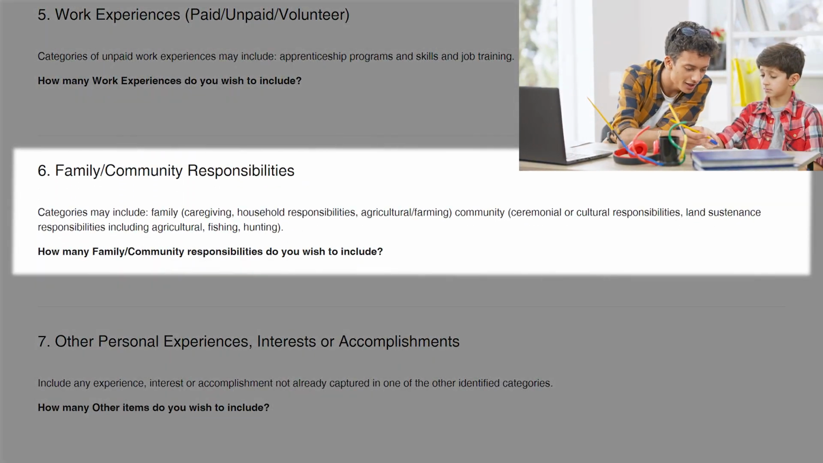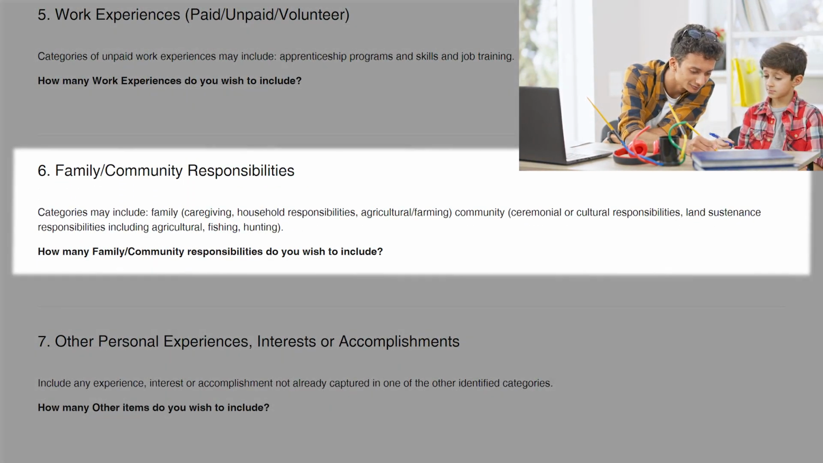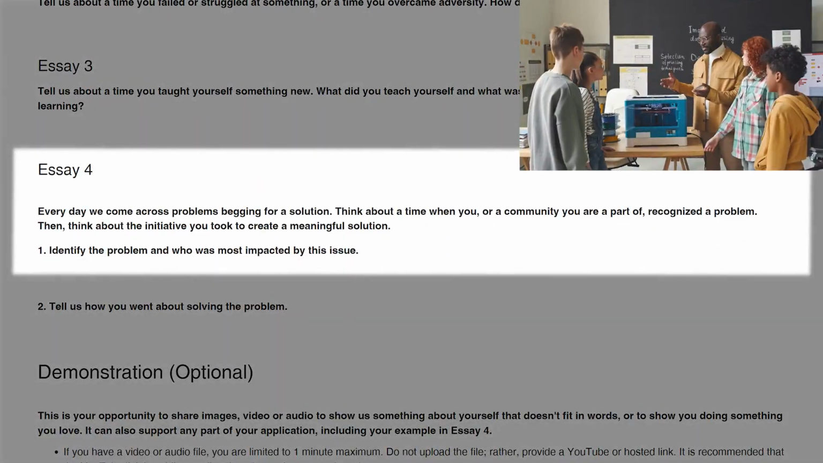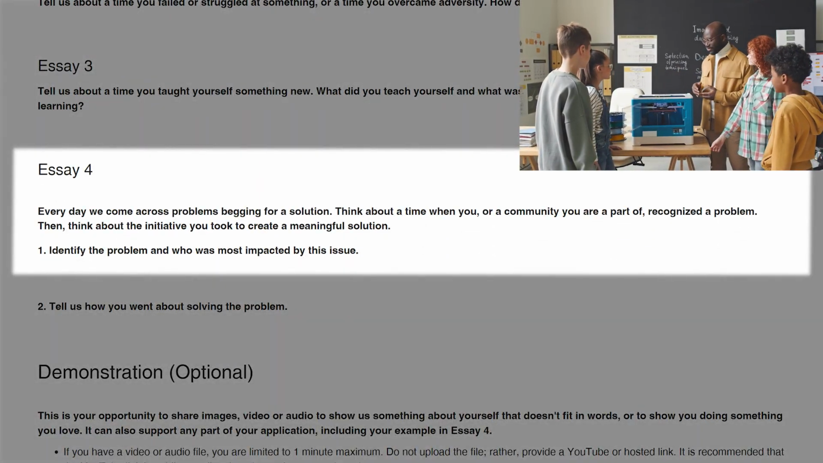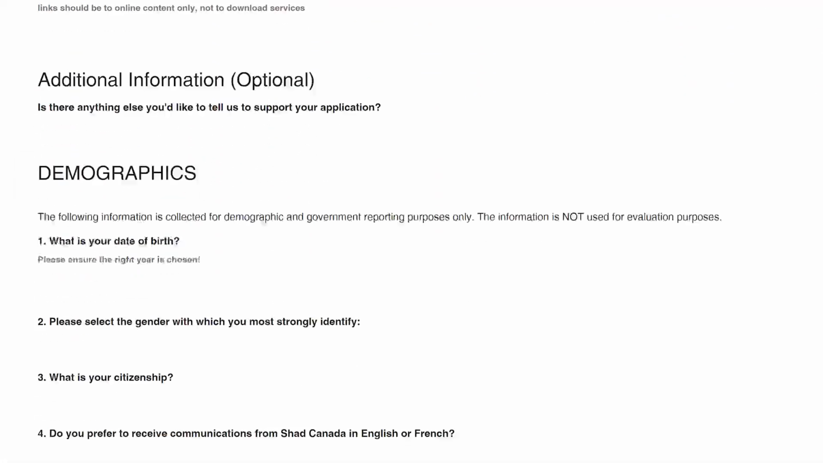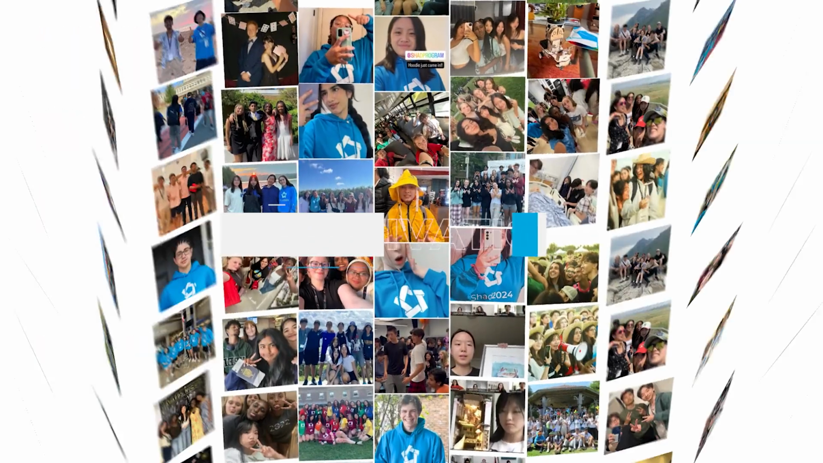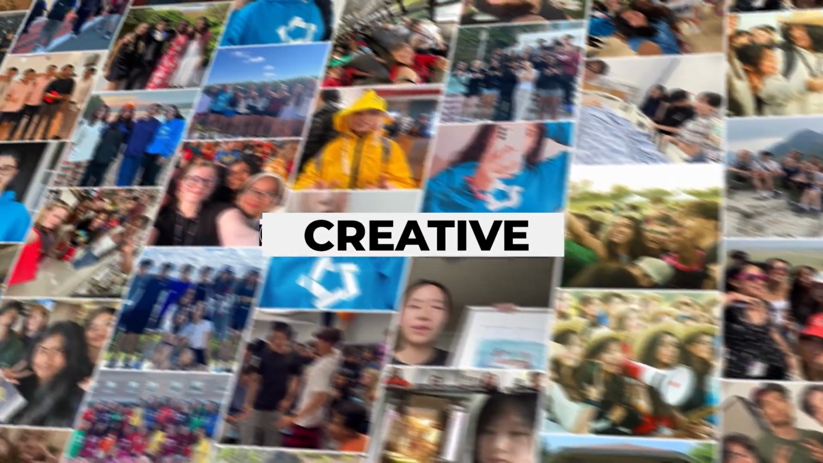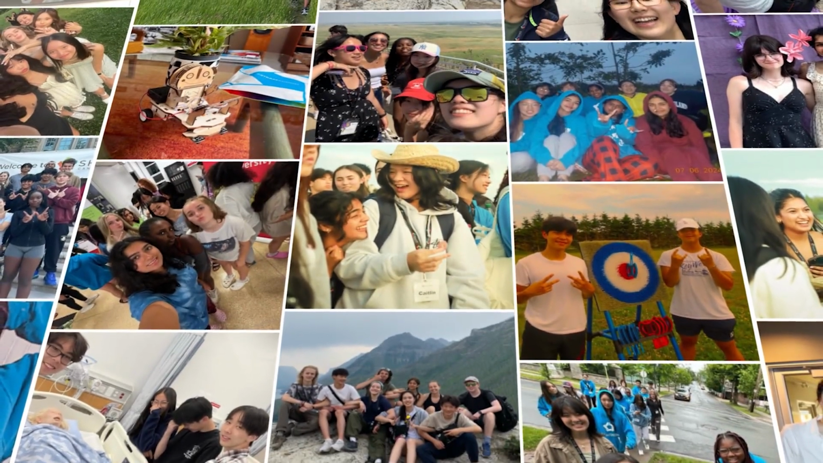For some of us, that's at home, helping a younger sibling with their math homework. And for others, it's asking local businesses to donate to our school's makerspace. We want to know about your motivation and your creative approach. We're looking for people who want to make a difference wherever they are.